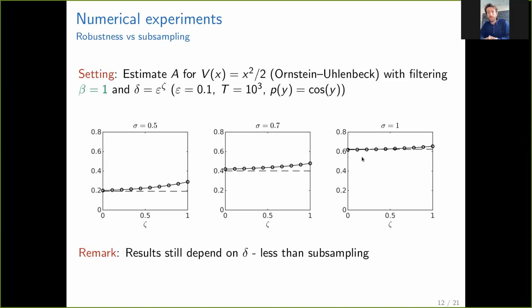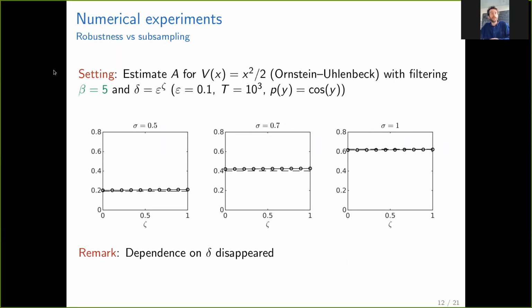So I was mentioning at the beginning that the filtering can be done with this beta parameter. So we had a whole class of filters that depends on this parameter beta. I've shown the theory for beta equals 1, since for bigger values of beta, we haven't developed the theory yet. But still, we did some numerical experiments for higher values of beta. And in particular, here we take beta equals 5. And we can see that the results, still taking the filtering width to be equal to epsilon to the zeta, are extremely good. So we have practically a flat curve for the 3 values of sigma, extremely close to the effective drift coefficient.